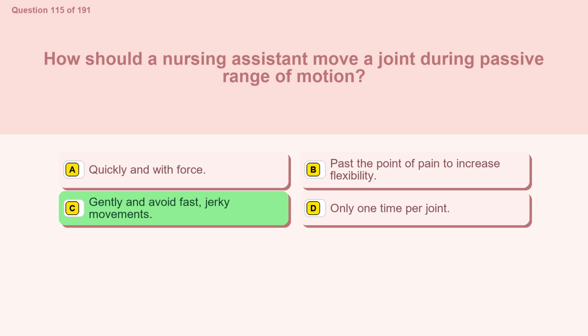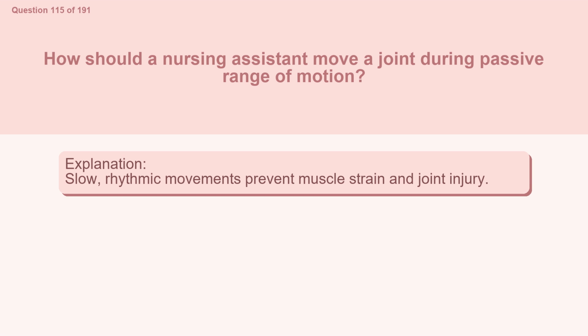The correct answer is option C. Gently and avoid fast, jerky movements. Slow, rhythmic movements prevent muscle strain and joint injury.